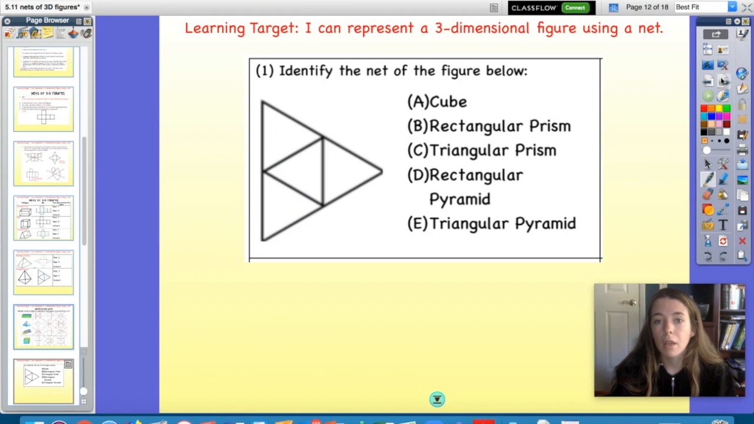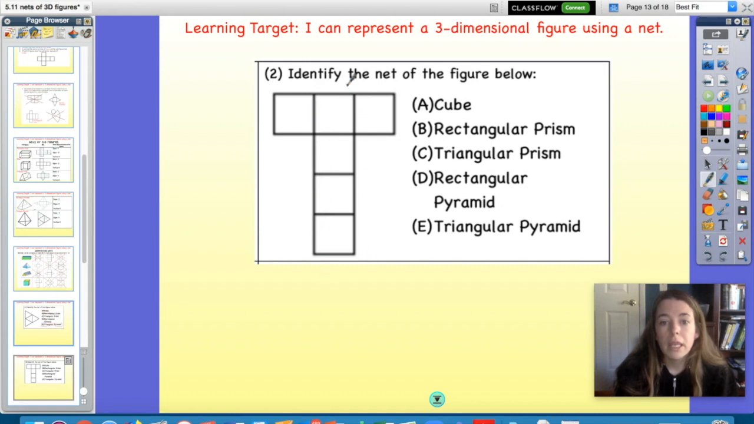Identify the net of the figure below. So this one, I see a triangle in the middle, and I see 3 triangles surrounding it. So it's definitely not D, it's definitely not A, and it's definitely not B. I know that a pyramid is always surrounded by triangles, and this matches up with it being a triangular pyramid because the center shape is a triangle.